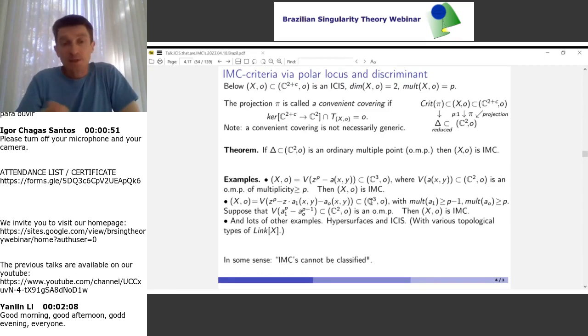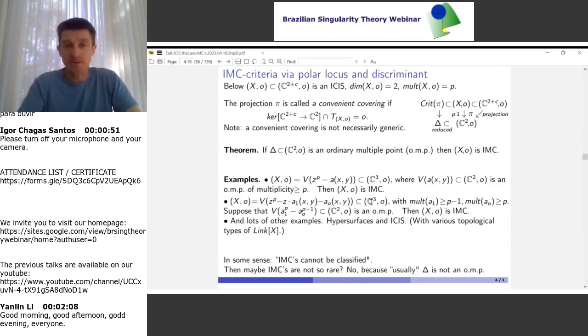And so in some sense, this gives that IMCs cannot be classified, because for every scenario of ramification, you will get a whole series of IMCs, and one cannot classify all the scenarios. There are so many IMCs that they cannot be classified in some sense. So then the question is, if there are so many IMCs, maybe they are not so rare. Maybe they are not of measure zero inside the set of all the singularity types.